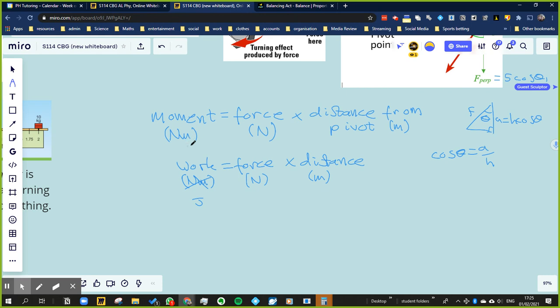And so what some people might think is, does that not mean I can measure moment in joules? The answer is no, you cannot, because a moment is not energy. Despite the fact that it looks like they're transferable, they are not, because a moment is how effective your force is at turning something, and work is a measure of energy.